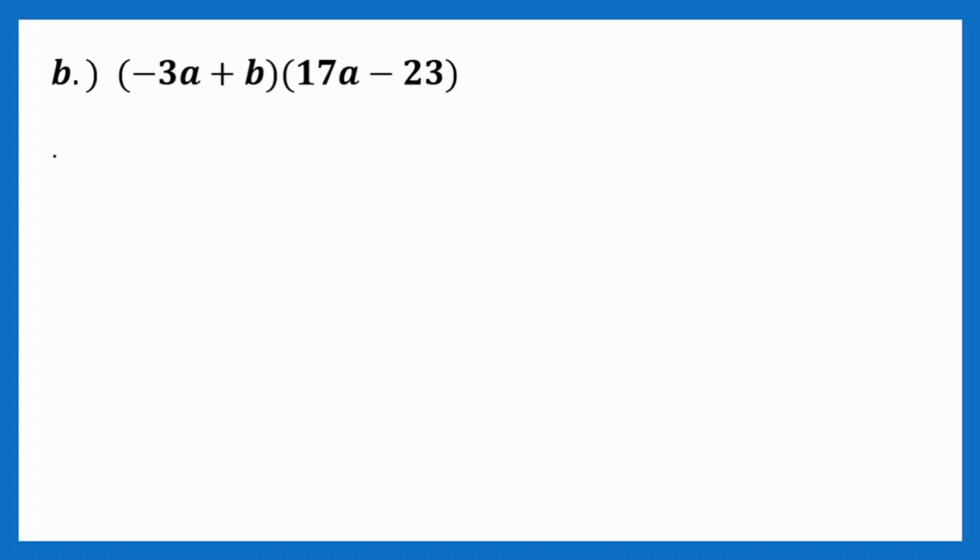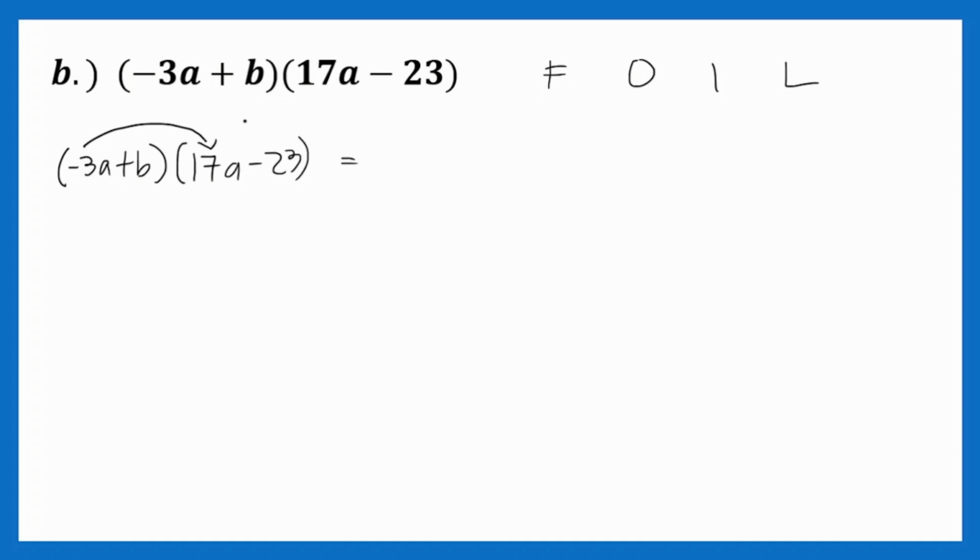Alright. So, let me write it first. Negative 3a plus b multiplied by 17a minus 23. Alright, so let's do the FOIL method. First, outer, inner, last. So, first is negative 3a times 17a. So, paano yon?